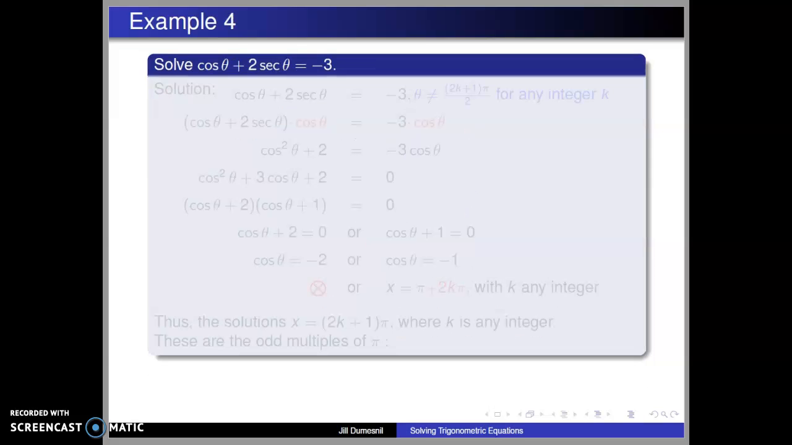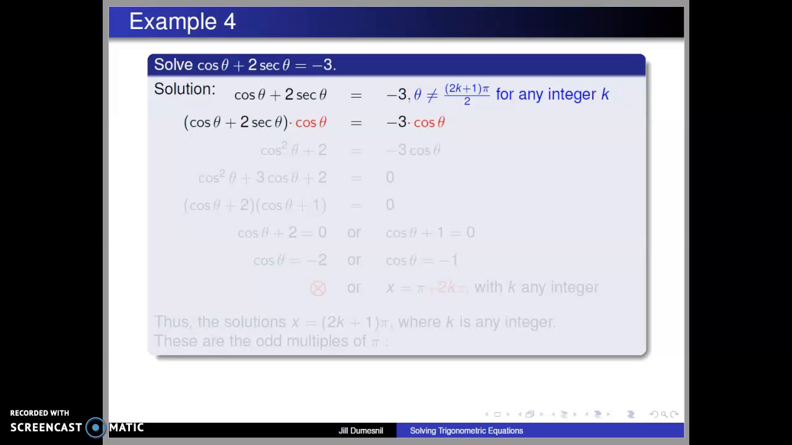Next, let's solve the equation cosine theta plus 2 times secant theta equals -3. We note that theta cannot equal any odd multiples of pi over 2, since that is where the cosine function equals 0 and the secant function is undefined. If we get any of these values as solutions, we will exclude them as extraneous.